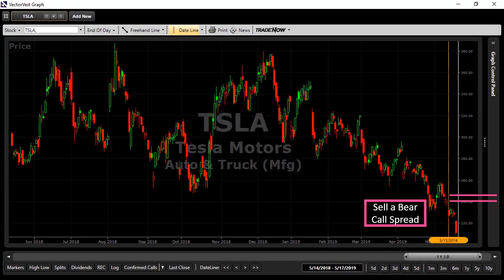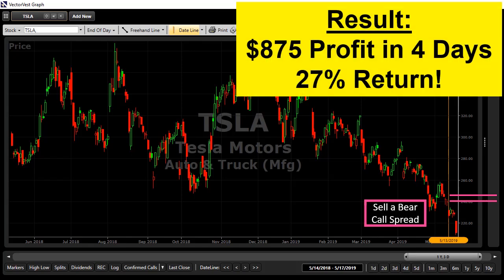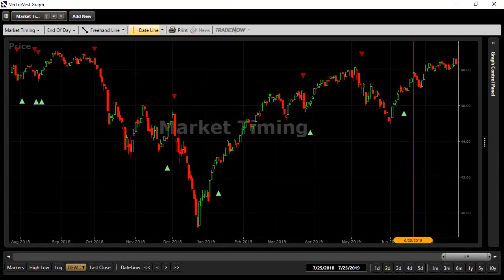A few days later, the stock did continue to fall. And the result? In 4 days, you walked away with a profit of $875. That was a 27% return on your money. A great thing about this type of trade is that you only risked about $3,000 to place this trade. A few weeks later, the market turned around and our DEW signal changed to up.